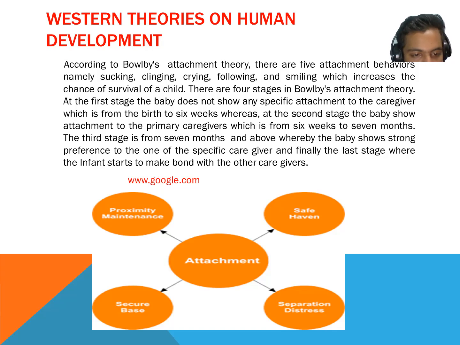Bowlby's theory also includes four stages of attachment development. The first stage occurs from birth to 6 weeks, during which the infant does not display any particular attachment to the caregiver. The second stage lasts from 6 weeks to 7 months and involves the infant forming an attachment to the primary caregiver. In the third stage, which starts at 7 months, the infant exhibits a strong preference for one specific caregiver. The fourth and final stage involves forming bonds with other caregivers.